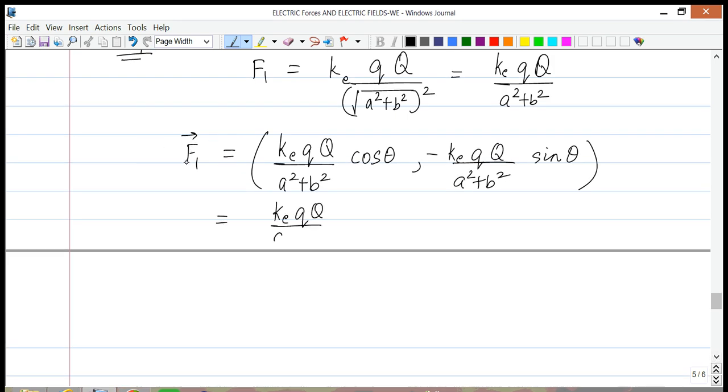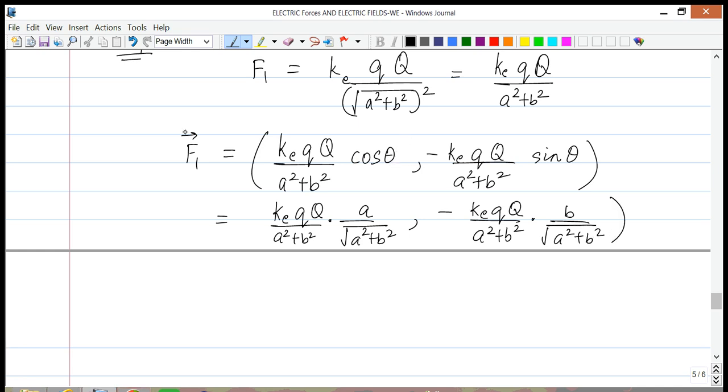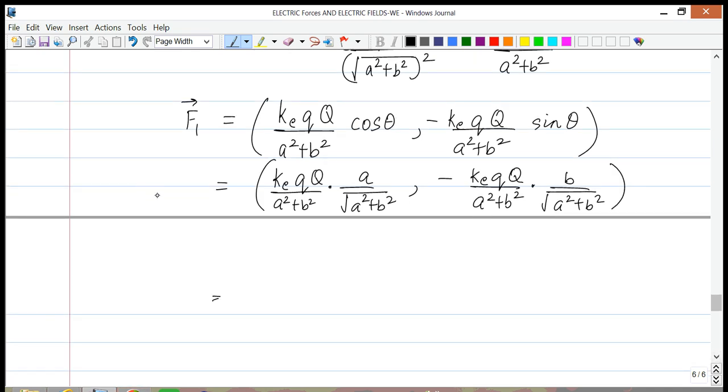So we have KeQQ over A squared plus B squared times cosine of theta, where cosine theta is equal to A over the square root of A squared plus B squared, and likewise for sine theta, we replace this with B over the square root of A squared plus B squared. Let's simplify it further. You see the denominators are of the form x times square root of x, and you know that this is simply equal to x to the power 3/2.